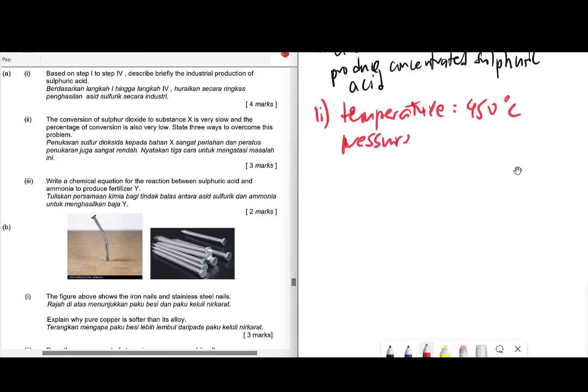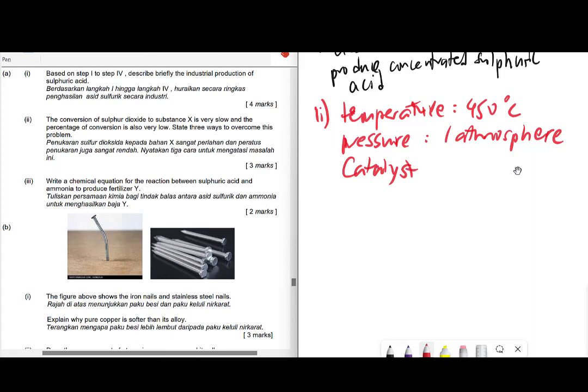Secondly, they want 3 methods, right? So the second method will be the pressure. Okay, pressure here is not high pressure. It's actually the room pressure. So room pressure means 1 atm. So 1 atmosphere. You can write the atm symbol, or you write in words, atmosphere also can.